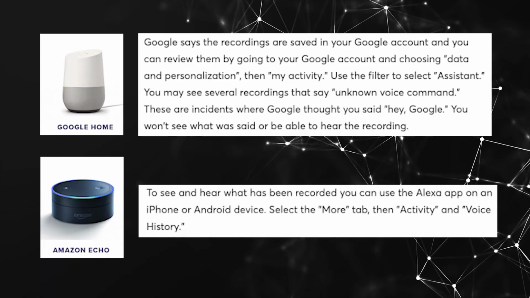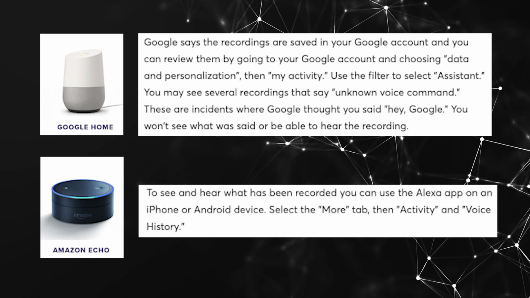And we thought what we would do is help you in the audience understand how to delete your history. So let's take a quick moment to explain that. Google says the recordings are saved in your Google account, and you can review them by going to your Google account. You choose data and personalization, then you choose my activity. From there, you can filter through and select assistant. When you get into that folder, you may see several recordings, and some of those recordings may say unknown voice command.